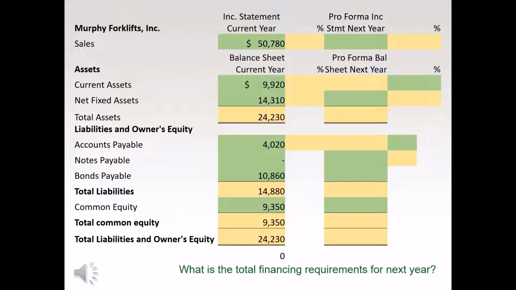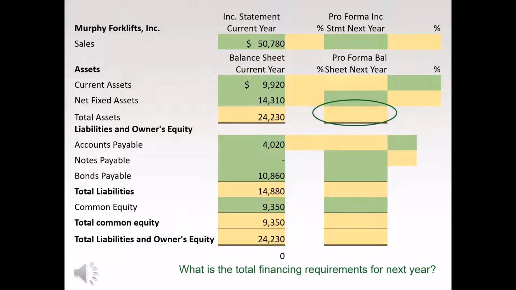So what exactly are we trying to accomplish with this spreadsheet? There's two primary numbers that we're going to be looking at. The first one is our total assets. Our total assets are going to be two primary numbers, our current assets and our net fixed assets added together. Our total assets tell us the total financing requirements.